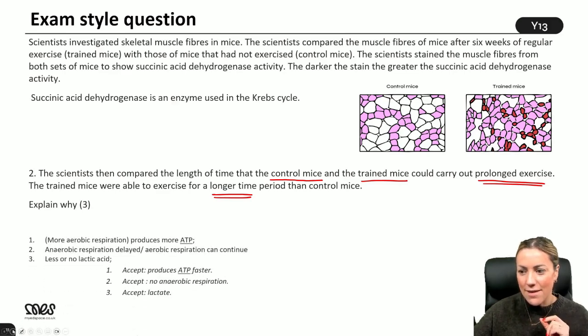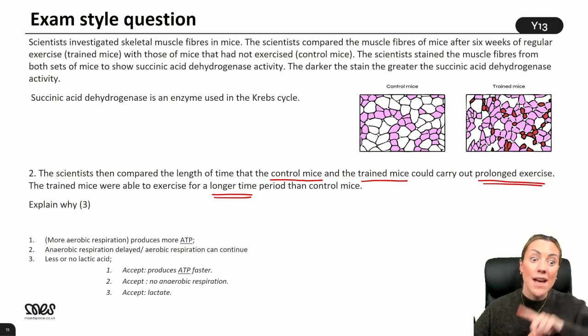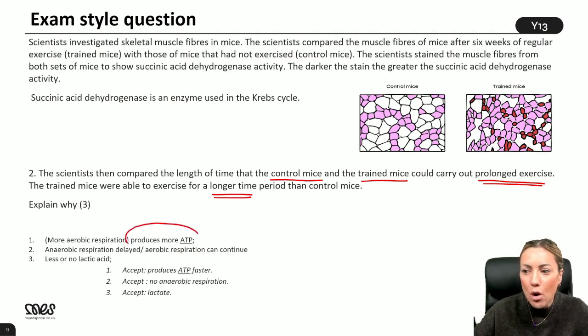Let's have a look and see if I've got those marks. Yes. Okay. We're not going to get marks for saying the trained mice are doing more aerobic respiration or have more mitochondria, because we've put that in the previous question. But we should be able to continue it and say, because the trained mice are obviously doing more aerobic respiration, they can produce more ATP via aerobic respiration. That's going to help them exercise for longer.